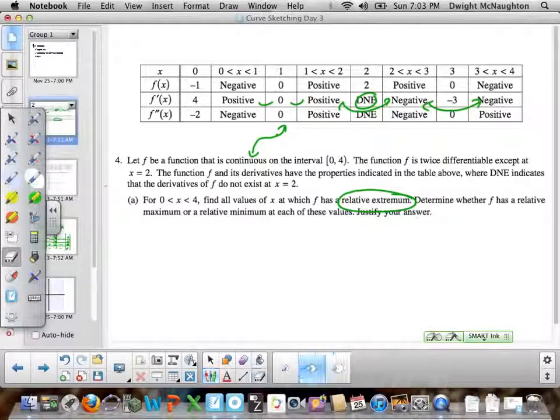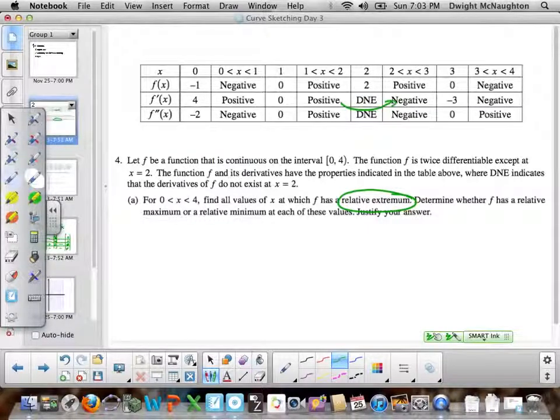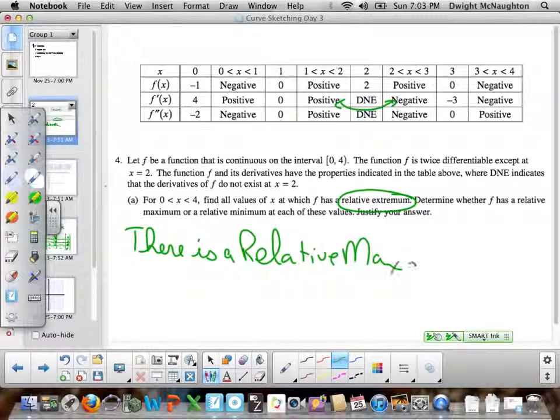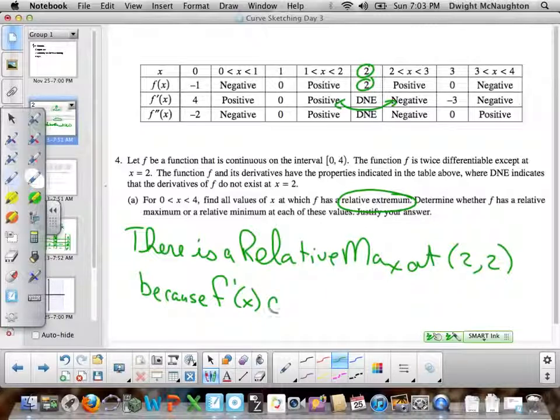But we have a relative extremum at x equals 2 because there's a sign change from positive to negative. That means it's a max. So there is a relative max at x equals 2, and the y value is 2, so I'm just going to write it as an ordered pair. There's a relative max at (2, 2). And we need to justify that because our derivative, f prime, changes from positive to negative.